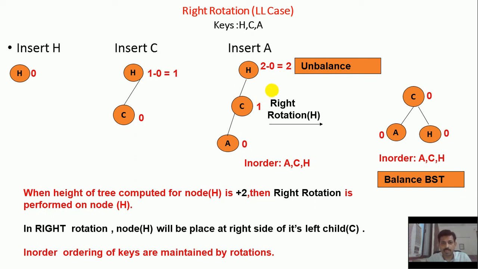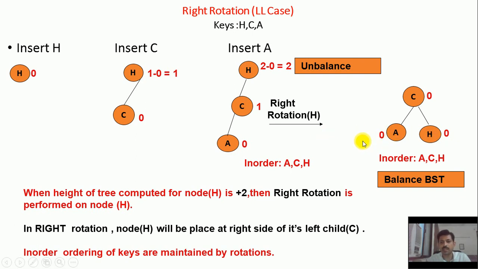In right rotation, node H will be placed at the right side of its left child. The left child of node H is C, and we have to put node H on the right side of node C. So the definition of right rotation is that node H will be placed at the right side of its left child C, as it was in the previous stage.